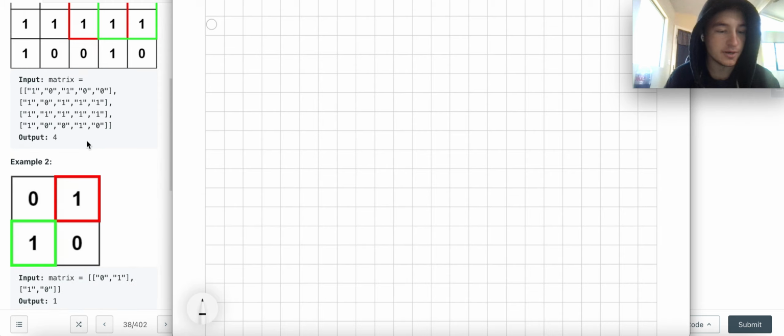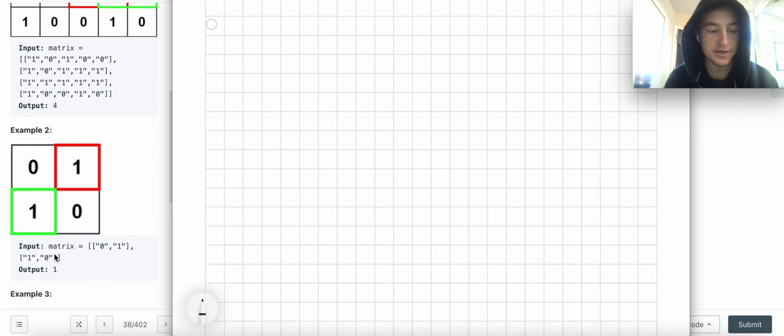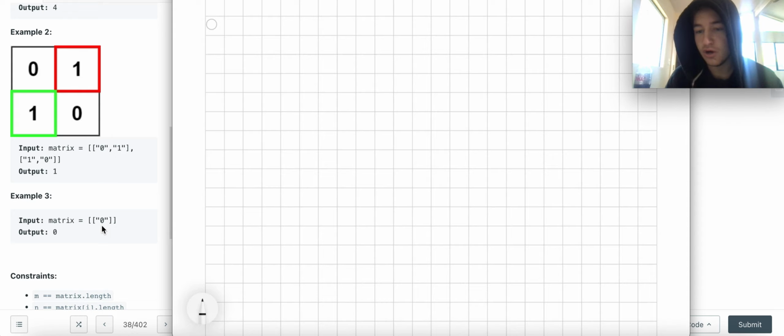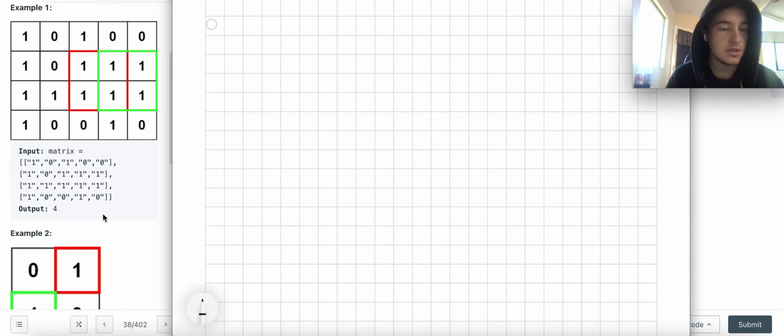So for this problem, there's only 2 single one area squares. So you return 1. This problem, there's one area 1 square. This problem, there's no square, so the area is 0.